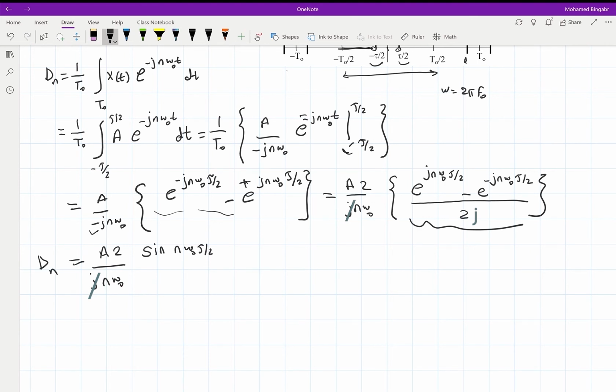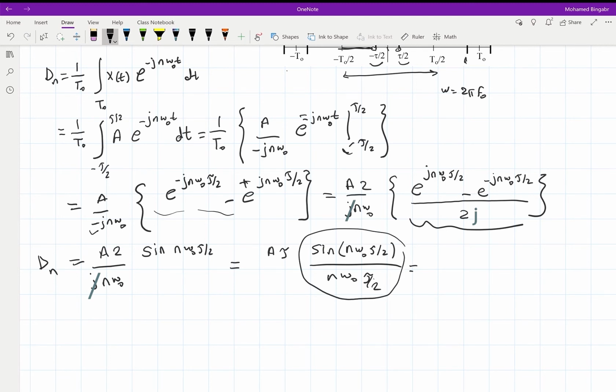I can express it further as a sinc function. That will be 2a sine of n omega 0 tau over 2, and I have here n omega 0. I need tau over 2 here, so I'm going to multiply here by tau, and I multiply here by tau. I will bring these two down here, and I will take it from here. So now this is a sinc function. This one here is a sinc function. So this is just a tau.